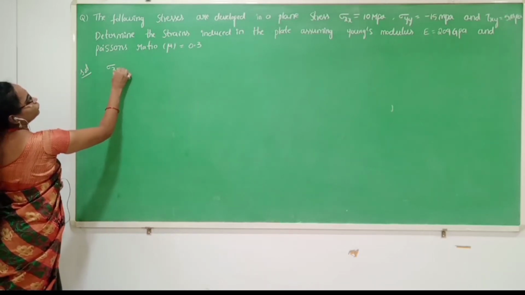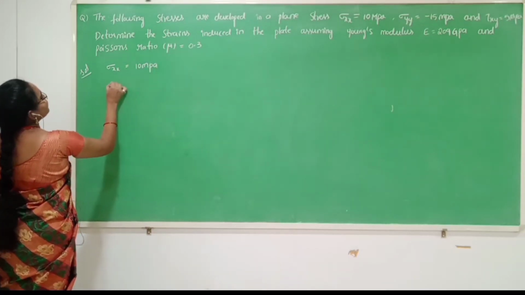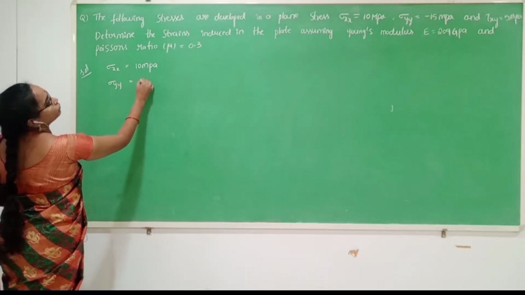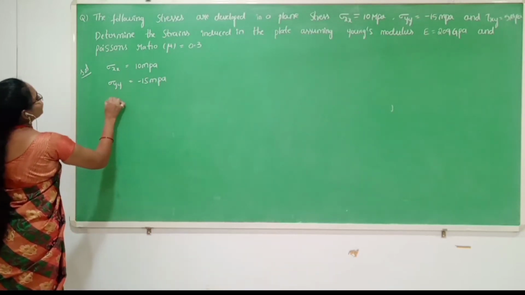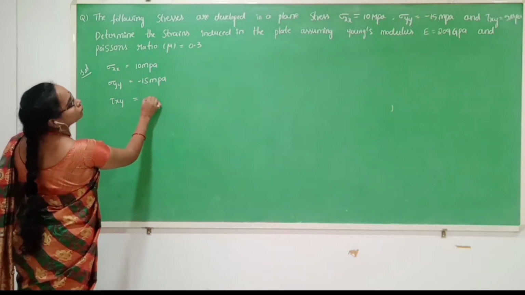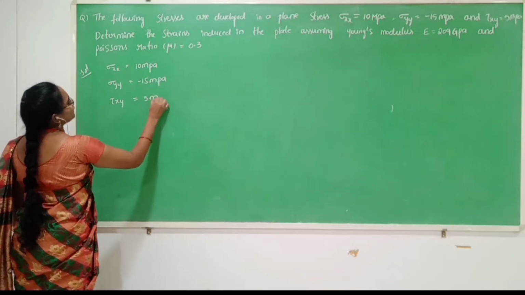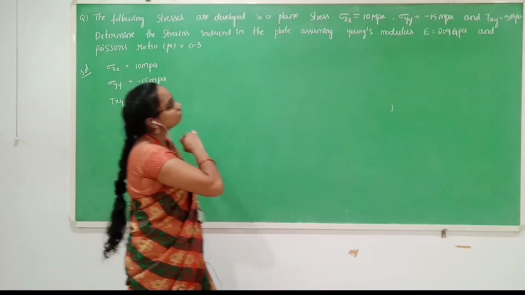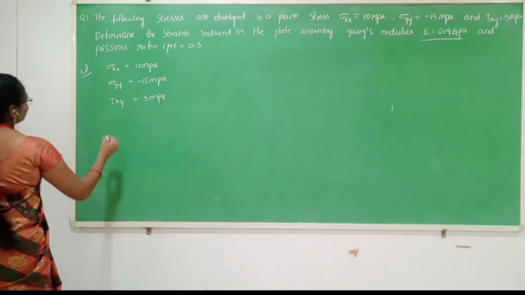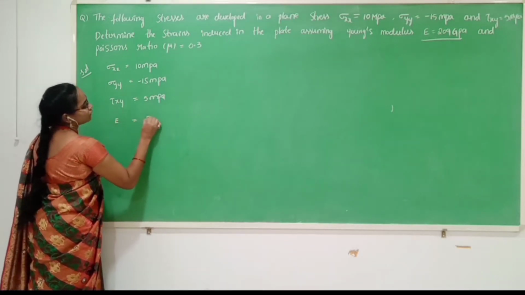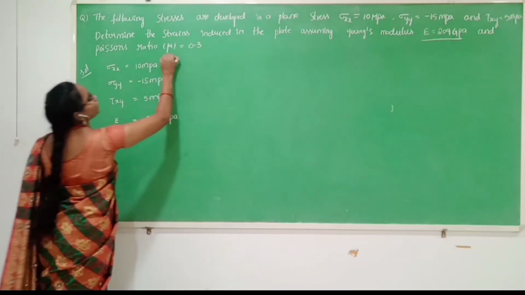Coming to the solution, first of all write down the given data. Sigma xx is equal to 10 megapascal, sigma yy is equal to minus 15 megapascal, tau xy is equal to 5 megapascal, and E value, Young's modulus, is 209 gigapascal and Poisson's ratio mu value is 0.3.